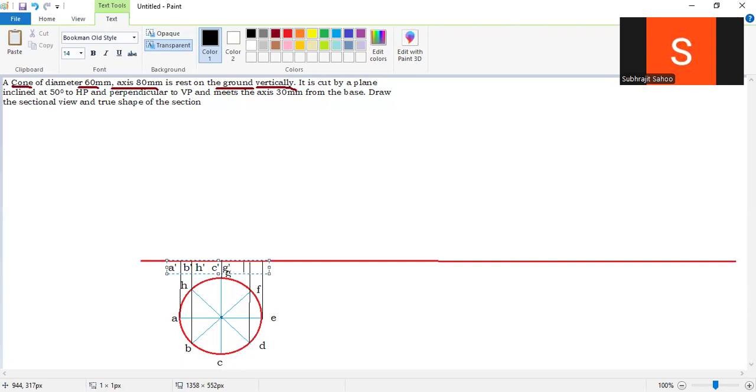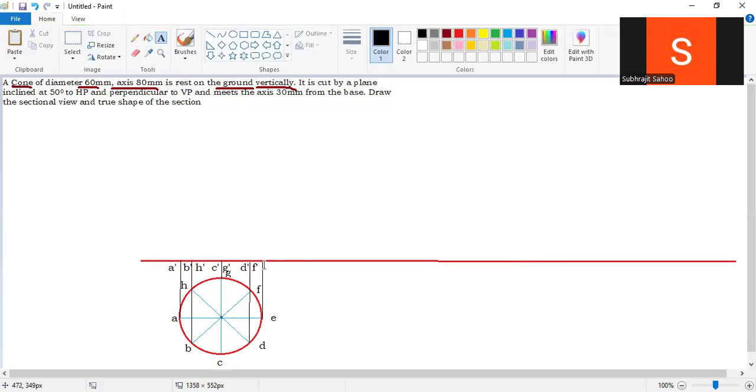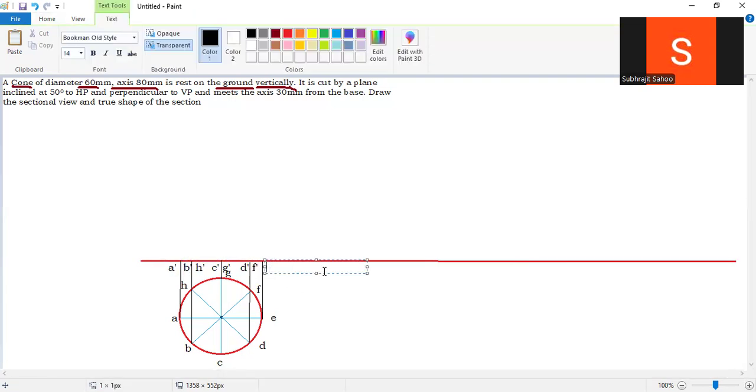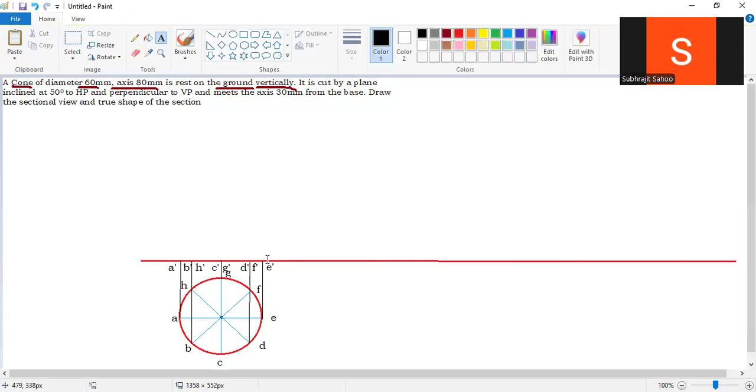This one is my D dash and F dash. And finally the outside one is E dash. Naming is over. Now only the front view. I mean, you have to draw the front view. Top view is over, sir. Naming is over. Front view is pending. That pending task you have to do.